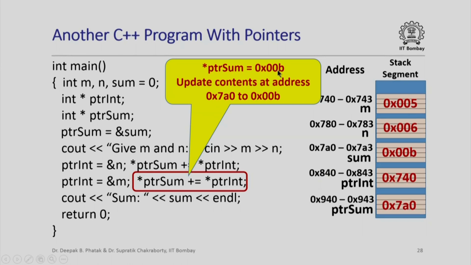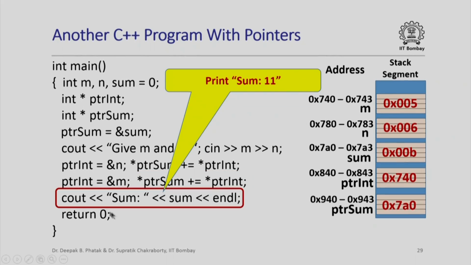11, which is hex 00b, and so now we have to update the contents of the memory location whose address is given by the value of pointer sum, that is hex 7A0 to hex 00b. So we go to the location hex 7A0 and update the value to hex 00b. And finally, when I am required to print the value of sum, I go to the memory locations allocated for sum, read off the value there, which is 11, and print 11 in decimal.